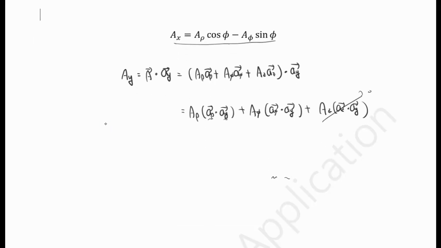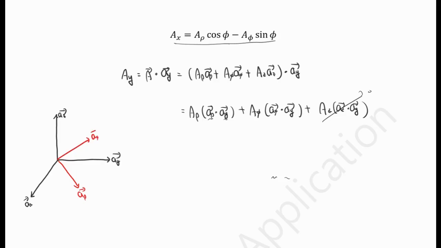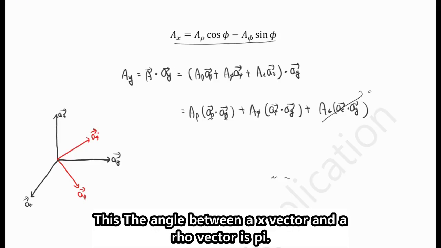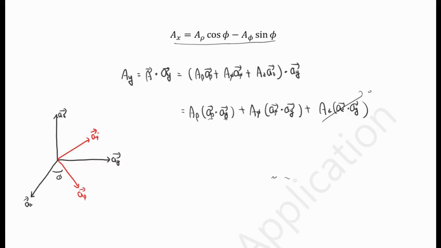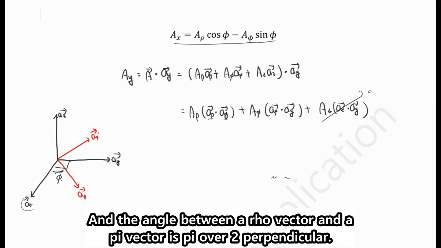So we draw again. This is ax vector. This is ay vector. This is az vector. And this is aρ vector. This is aφ vector. The angle between ax vector and aρ vector is φ. The angle between ax vector and ay vector is perpendicular, pi over 2. And the angle between aρ vector and aφ vector is pi over 2, perpendicular.